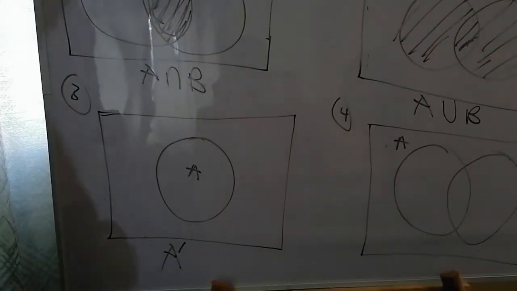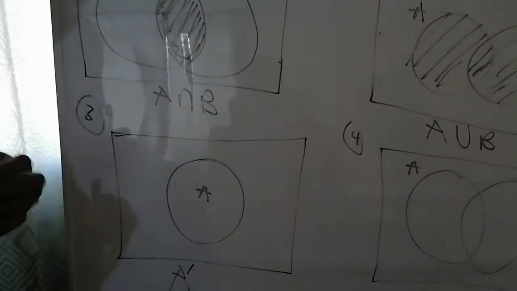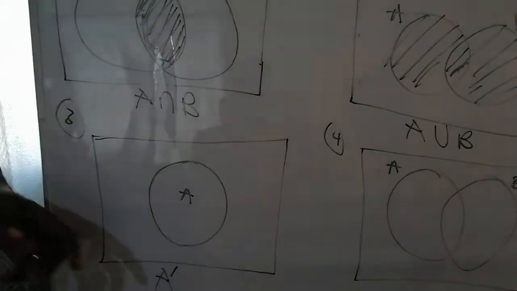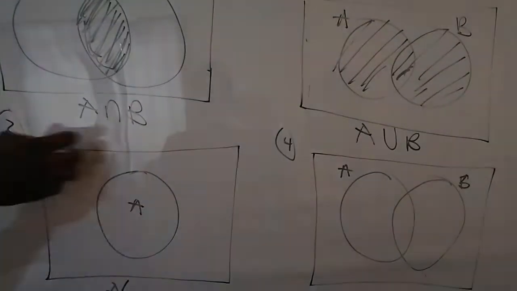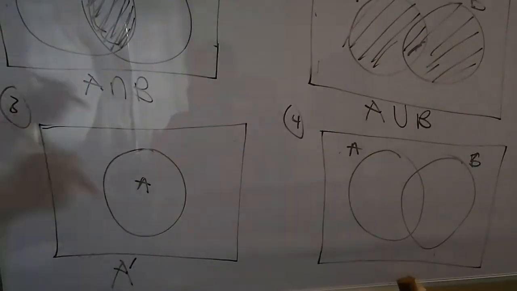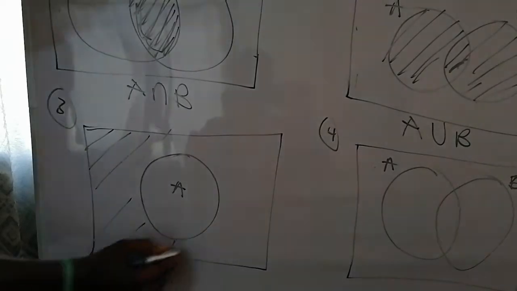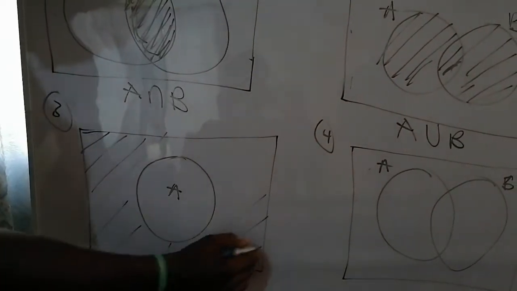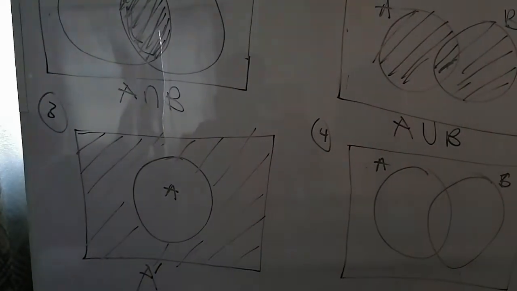And the third one, I want to shade A complement. Remember when we were looking at the types of set, we said that the complement of a set are all those members that are in the universal set but not in the set. So if you are looking at set A, all the members that are in the universal set, the rectangle represents the universal set. So all the members that are in the universal set but are not in set A. So everything that is in this rectangle except the area covered by set A will be shaded. That will give you the complement of a set.